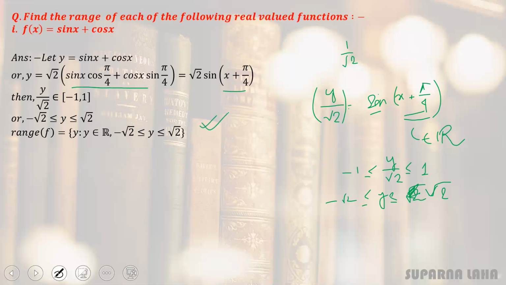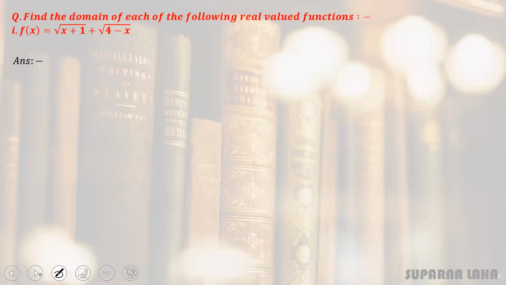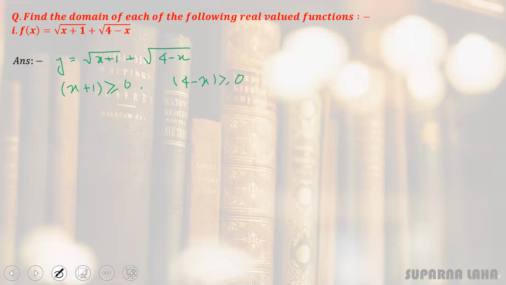I hope it is clear. So moving to the next question. You need to find the domain of this function. y is equal to root over x plus 1, plus root over 4 minus x. So root is there, that means x plus 1 is greater than or equal to 0 and 4 minus x is greater than or equal to 0 for a real valued function.